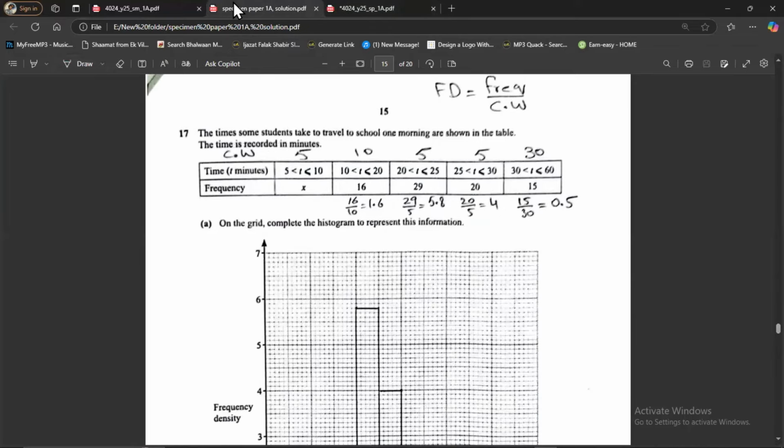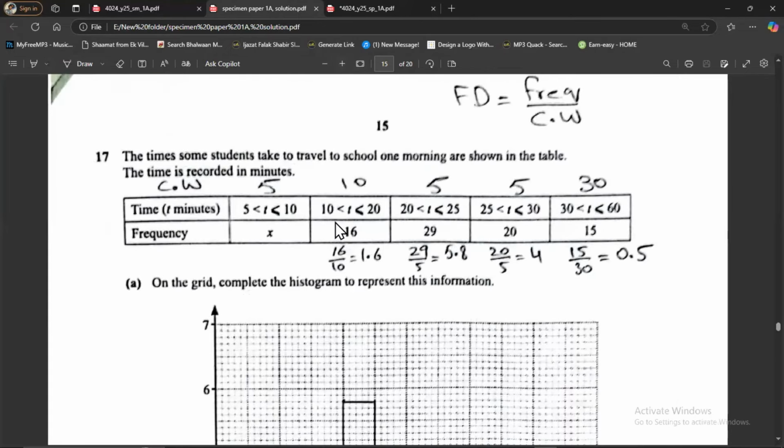So the formula for the frequency density is frequency divided by the class width. I will write the class widths of each class: 5, 10, 5, 5, and 30. So the frequency density for this class will be 16 by 10, that is 1.6, 29 by 5, that is 5.8, and 20 by 5, that is 4, and 15 by 30, that is 0.5. So I know the frequency density of each class.